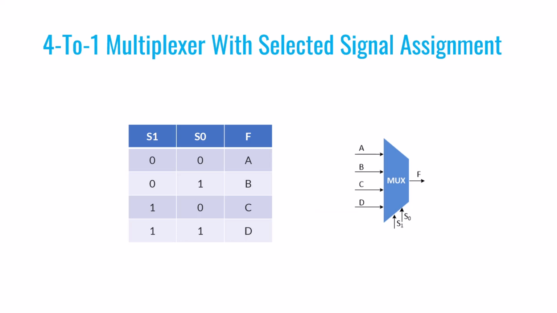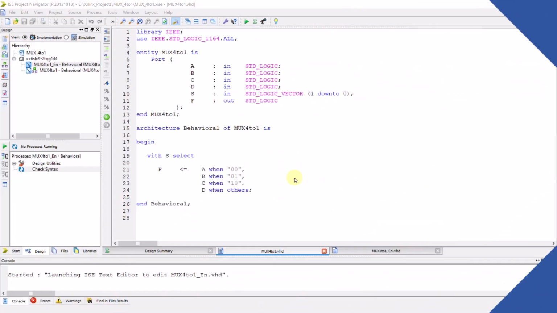In the truth table for this multiplexer, you can see that when S0 and S1 are both 0, input A is routed to output F. When the control input value is 1, input B goes to F. When it's 2, input C connects to F, and when it's 3, input D connects to F. Now let's see how we can describe this multiplexer in VHDL using the selected signal assignment construct.